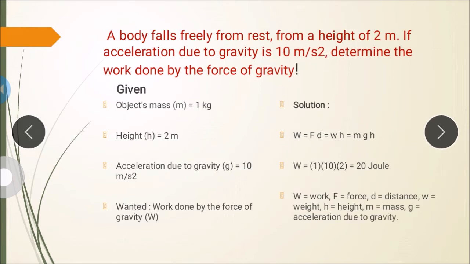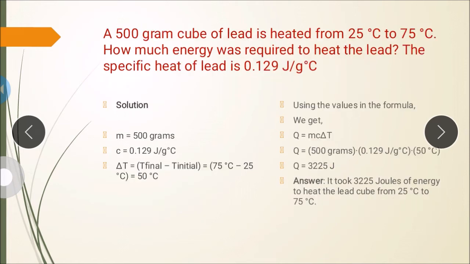So what is W? W is the work, F is the force, D is the distance, and in this case small w is weight, h is height, m is mass, g is acceleration due to gravity. So these are the things we have applied in the formula. And what is the answer? It is 20 joules. The work done by the force of gravity is 20 joules.